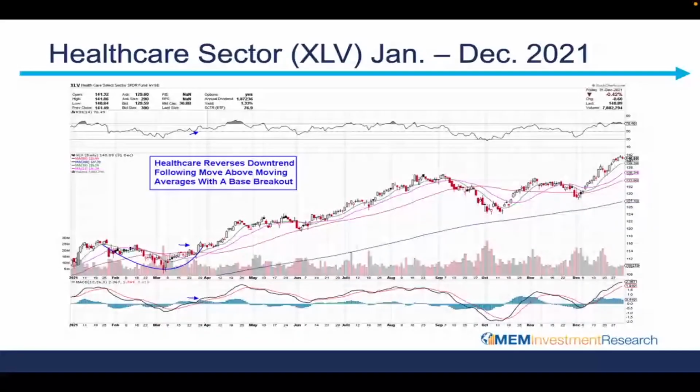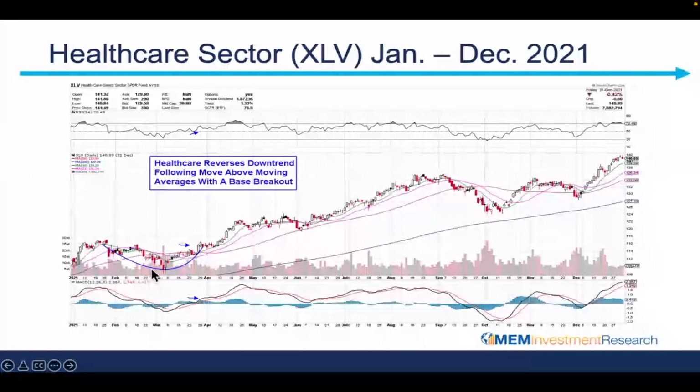So let's move on from here and take a look at the healthcare sector. Another top performer, again, from January into December. And what I am pointing out to you here is utilizing the chart as yet another way for you to spot this sector rotation.